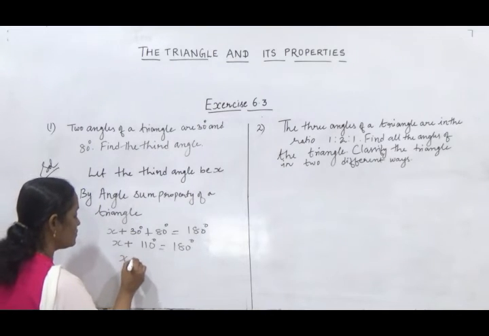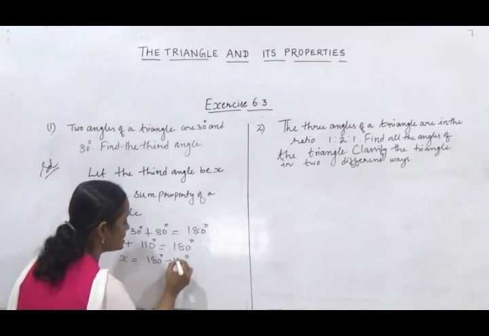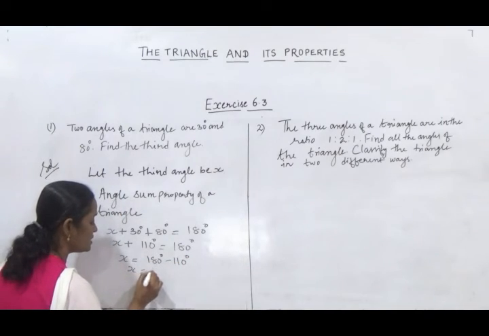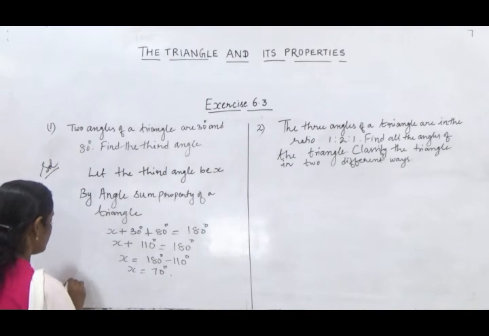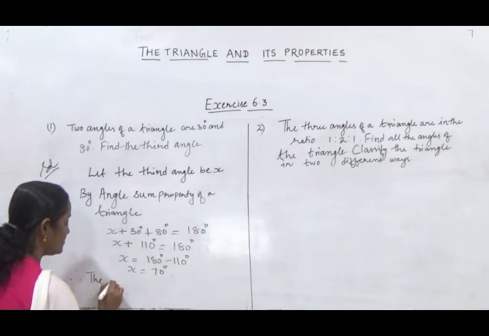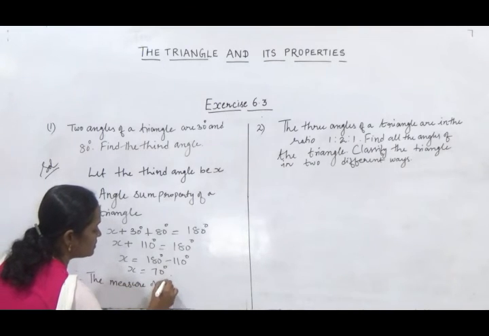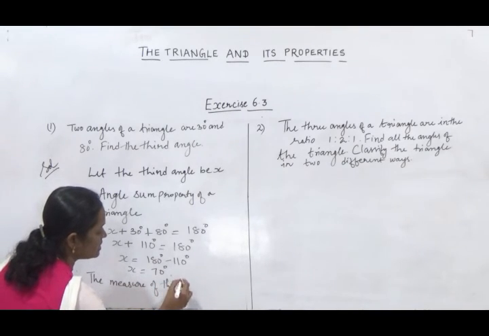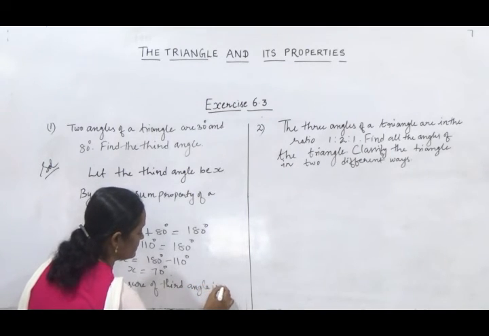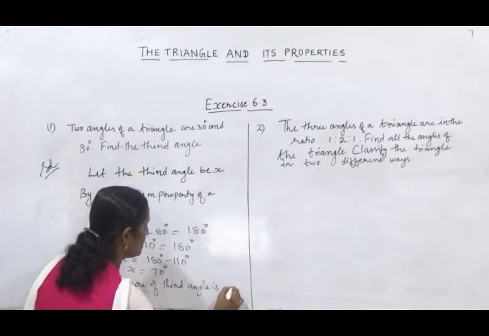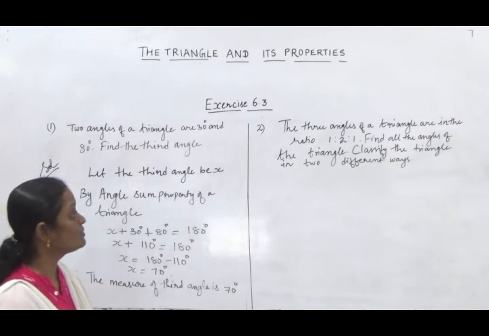So what is the measure of x? x here is 180 minus 110 degree. So x is equal to 70 degree here. Therefore the measure of the third angle is 70 degree here.